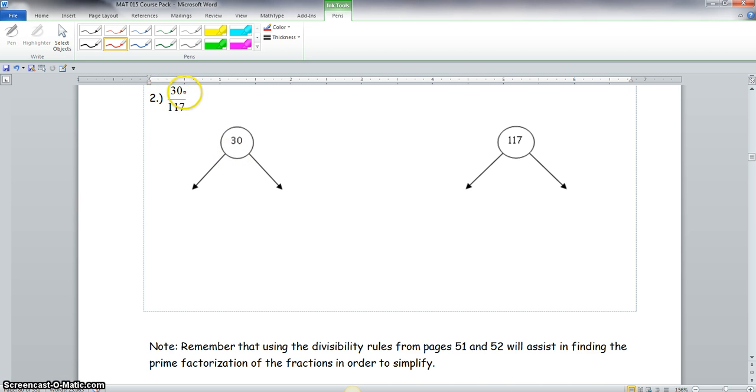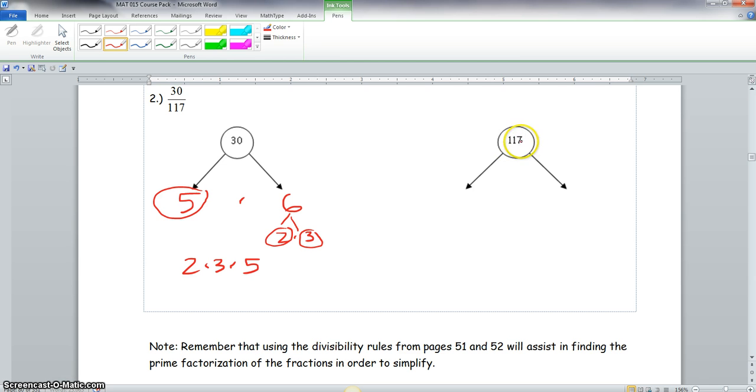Let's start with 5. Does 5 go into 30? And we know it does. So we have 5 times 6. So 5 is prime. And we break 6 down to 2 times 3. 2 is prime and 3 is prime. So our prime factorization is 2 times 3 times 5. Now we go to 117.